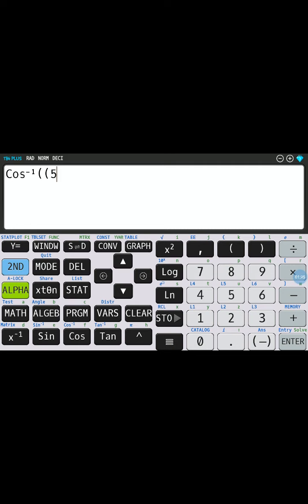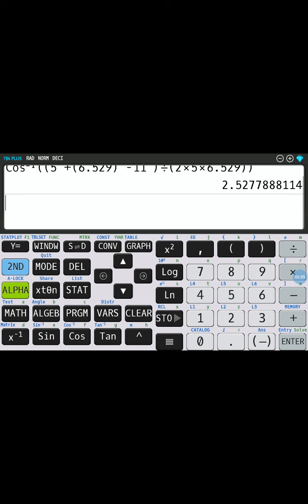So 5 squared plus 6.529 squared minus 11 squared. That's one part, that's my numerator, divided by what? The total thing, 2 times 5 times 6.529 and close it. That will give you 2.52.